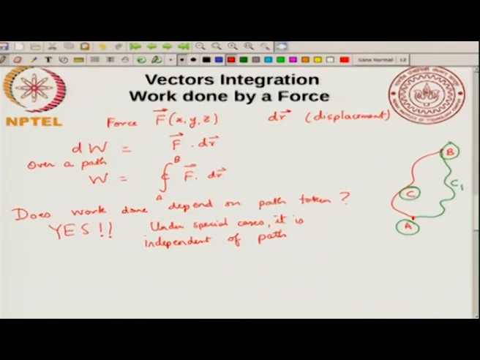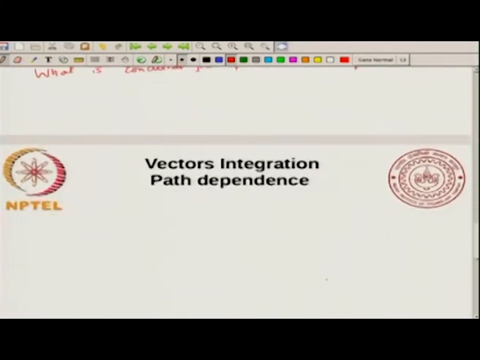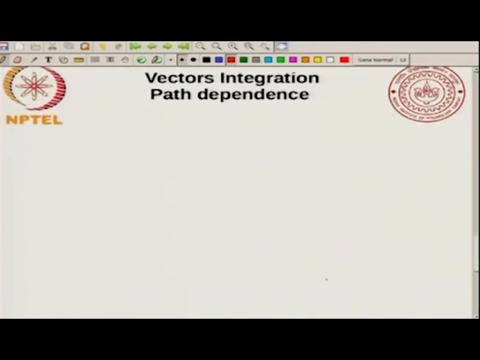So what is the condition for path dependence/independence? Okay, so the question is, when is work path dependent and when is it path independent? And again this is something that you might be familiar with from your thermodynamics courses.